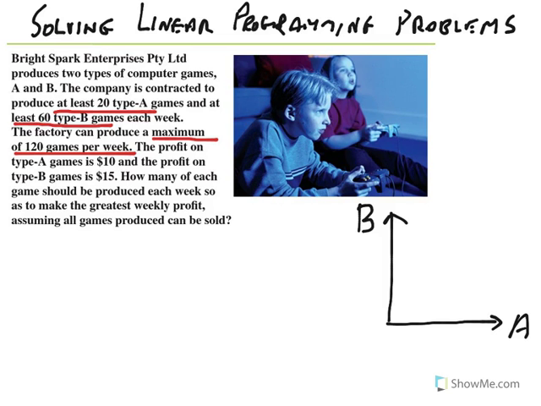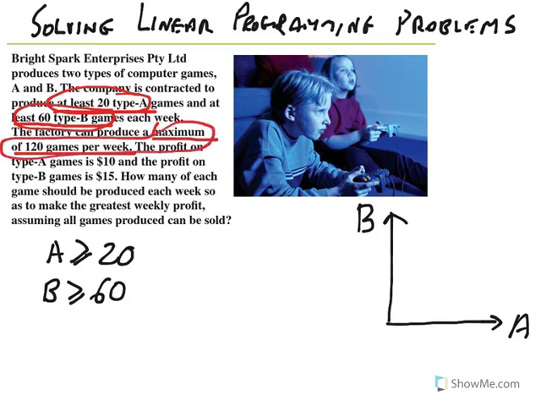Alright, so what are our restrictions? The first one is this one here. What we know is that A has got to be greater than or equal to 20. So we're going to do at least 20 of those. The next restriction is this one here: at least 60 type B, so we know that B is going to be greater than or equal to 60. And then the third thing is our maximum of 120 games produced each week. So if A and B are the numbers of each game that are produced, then A plus B has to be a maximum, so it's got to be less than or equal to 120.